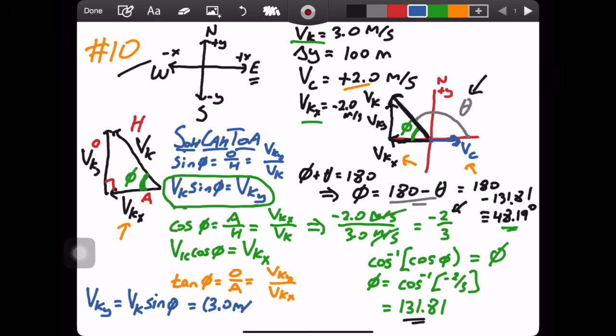and that's equal to 3.0 meters per second times sine of the angle that we just solved, 48.19 degrees. And that tells us, if the kayaker is orienting the kayak at 48.19 degrees north of west, what the velocity in the due north direction, i.e. in the positive y direction, is.